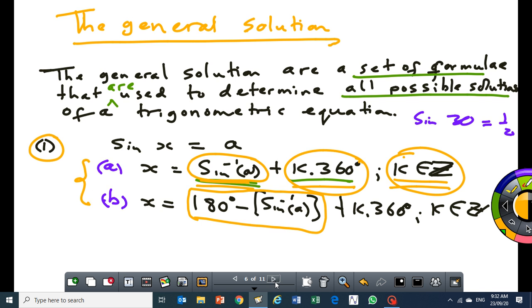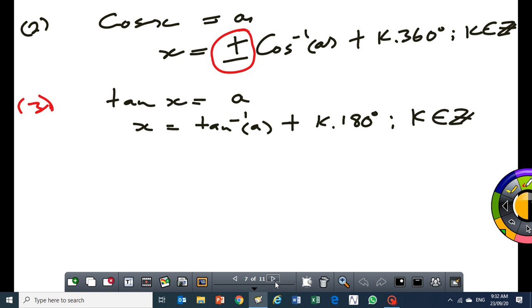Then let's move on to cos. When you solve a trigonometric equation and you get cos x equals a, now because cos is positive in the first and fourth quadrant, to cater for the two angles we put plus or minus. The reason we put plus or minus is that arccos a is an angle. Don't forget that, it's an angle.